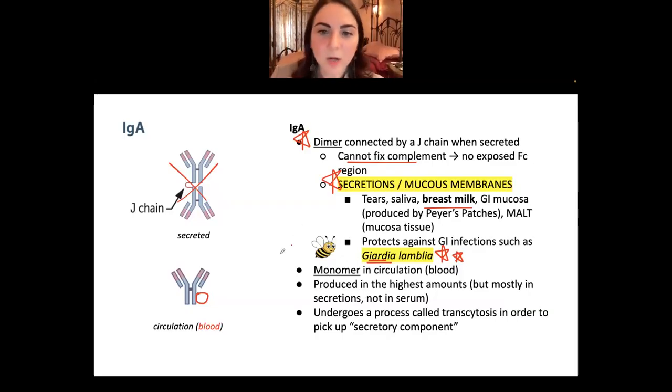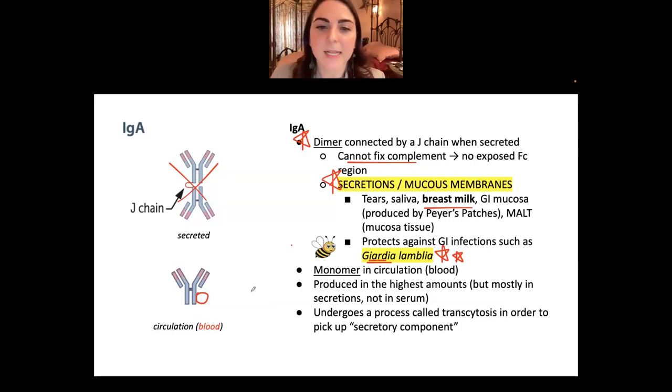However, when it's circulating in the blood, it's a monomer. So here's IgA as a monomer. It's actually the antibody produced in the highest amounts, but it's produced in the highest amounts via the secretions. So it's not the highest amount in the blood, that's IgG. IgG is very, very present in the blood. IgA is the one overall produced the most, but most of it is found in the secretions. In the blood, I think it's only like 10 or 15% overall. Probably 10.